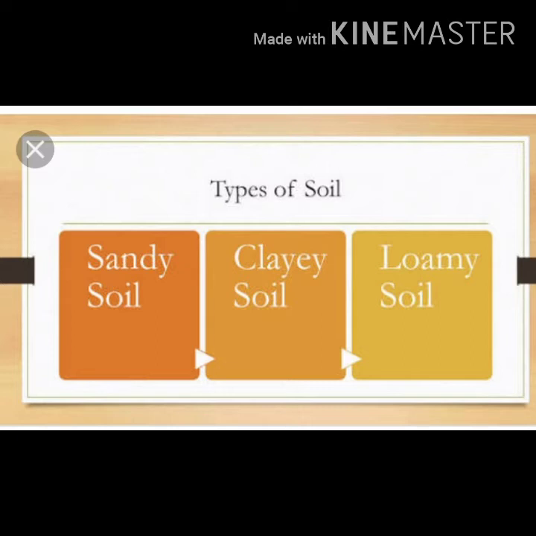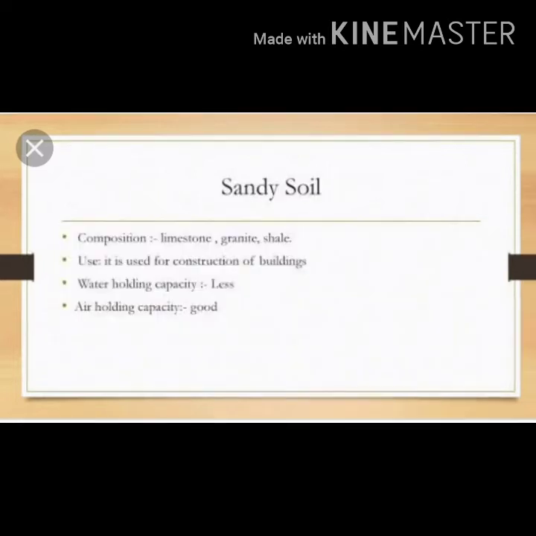Whatever it may be, based on the type of particles present in the soil, we can classify the soil into three different types. We know that soil is a mixture of rock particles and humus. So based on the size of the particles present in the soil, we can classify the soil into three different types, only on the basis of the proportion of the soil particles, the size of the particles.